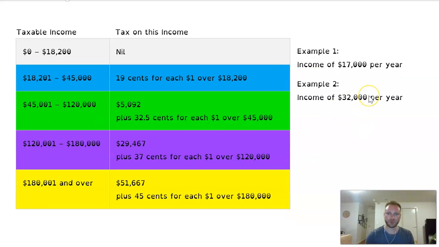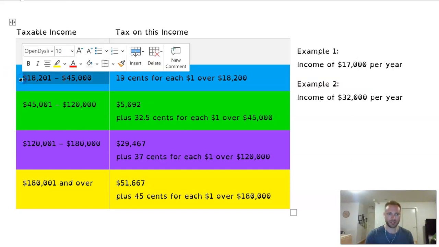With example 2, we've now got to look further because we've got an income of $32,000 per year. But again, we're looking between the two figures here. So we've got 18,201 to 45,000, which is what it'll fit between. And then as the incomes go up, so 45,000 to 120,000, 120,000 to 180,000, and 180,000 and over, each income you get, you'll be looking within one of these rows. In this case, we've got this blue row here.